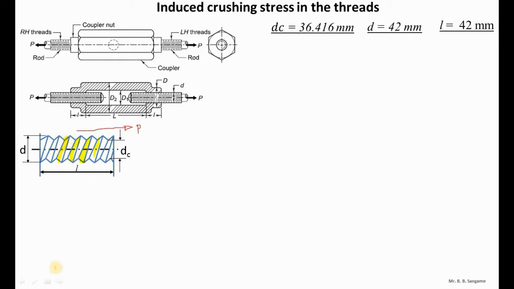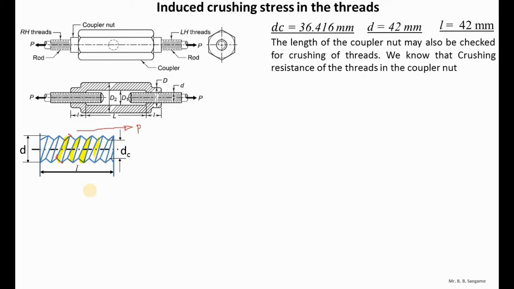In this area, you can see that DC is the core diameter, which we have already calculated, from this point to this point. And this is the major diameter, that is, the nominal diameter D. So we need to calculate the area of this flank.